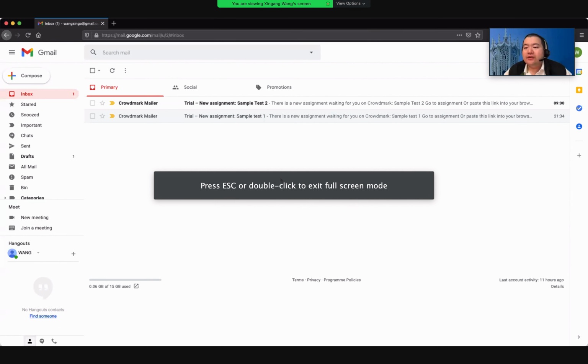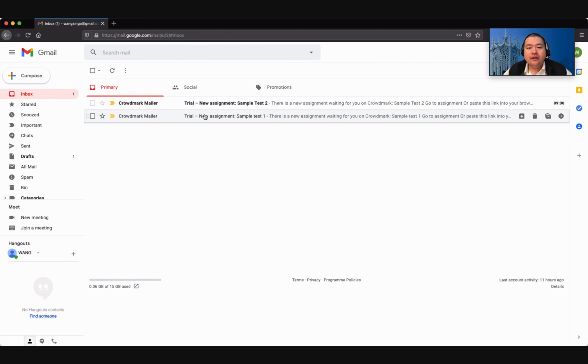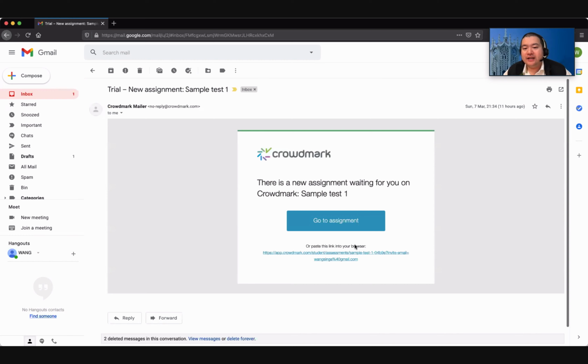Okay, so as you can see here, again, by Thursday night, you will receive the email from CrowdMark. Okay, so CrowdMark is going to send you an email which contains the link for the final test. You will not receive this email before 6 p.m. on Thursday. Okay, so you will only receive this email by exactly 6 p.m. on Thursday night.